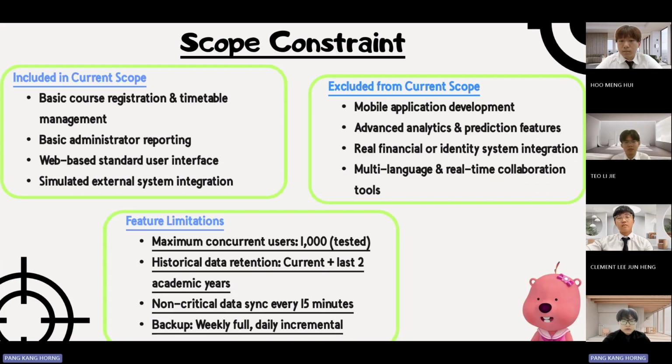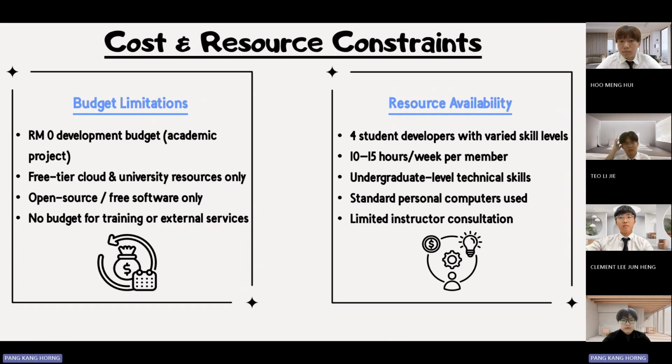Maximum concurrent users is 1000, which was already tested. Historical data retention is the current plus last 2 academic years, and non-critical data syncs every 15 minutes. For the backup, it is weekly full and daily incremental. The next one is about the cost and resources constraints.